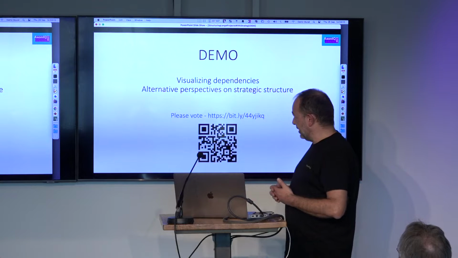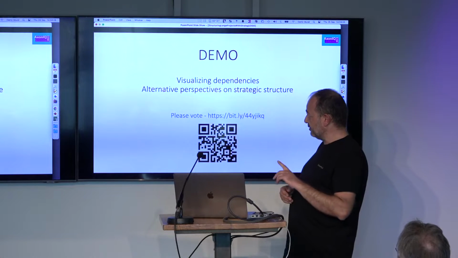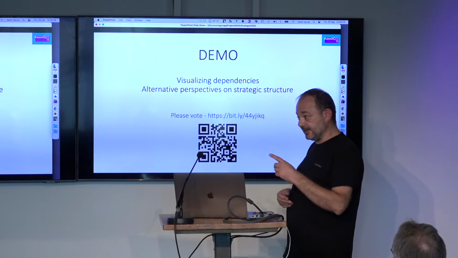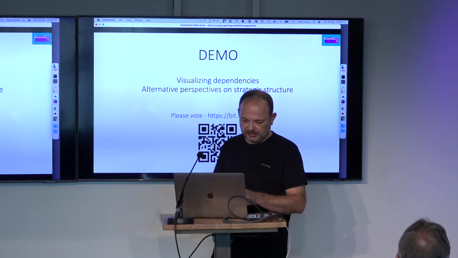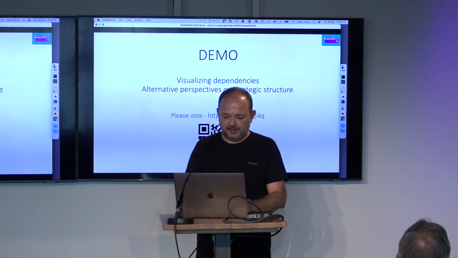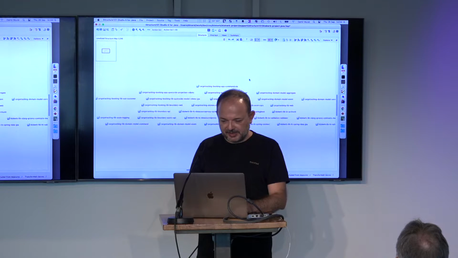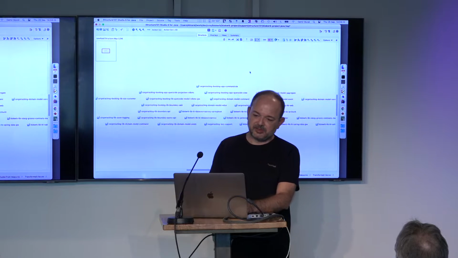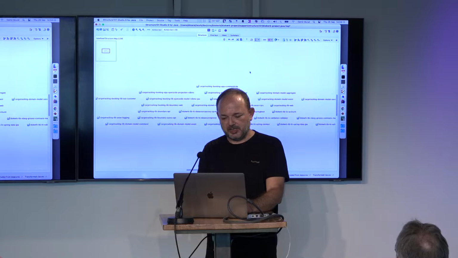So now is the demo time. There are two topics to cover here. The first one is related to the visualizing of dependencies, and the second one is about those alternative perspectives. So for visualizing dependencies, I will use a third-party tool. It is called Structure 101.